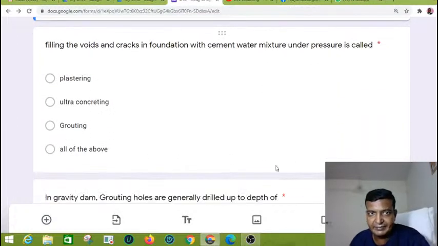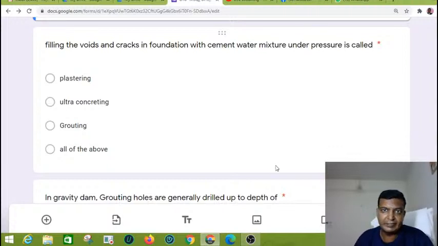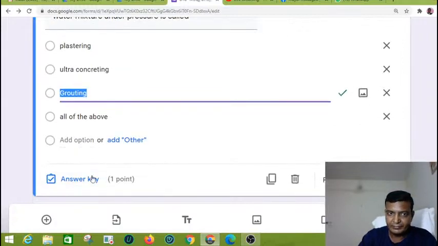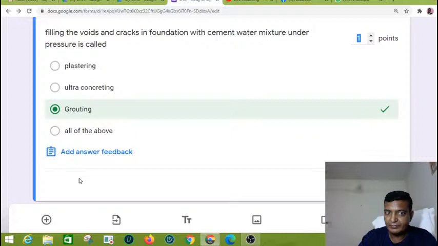Filling the voids and cracks in foundation with the cement water mixture under pressure is called plastering, ultra concreting, grouting, or all of the above. Grouting. Good. The answer is grouting.